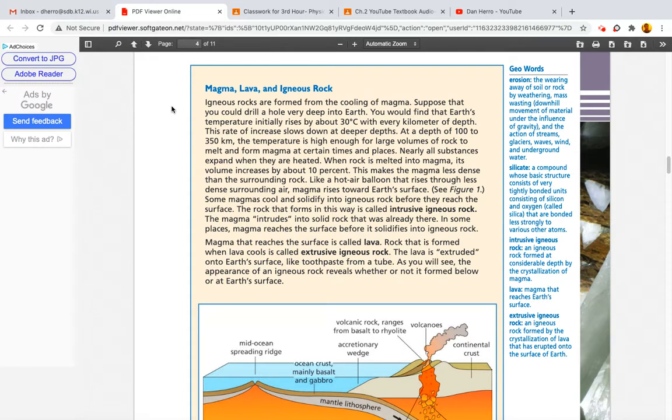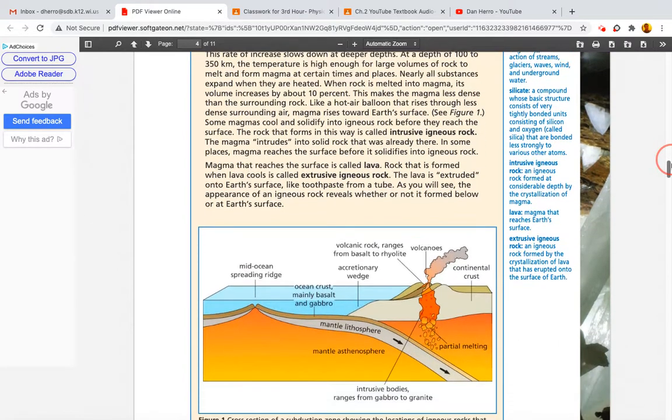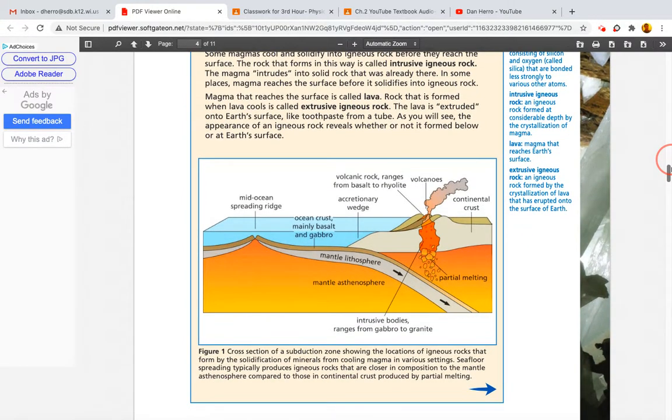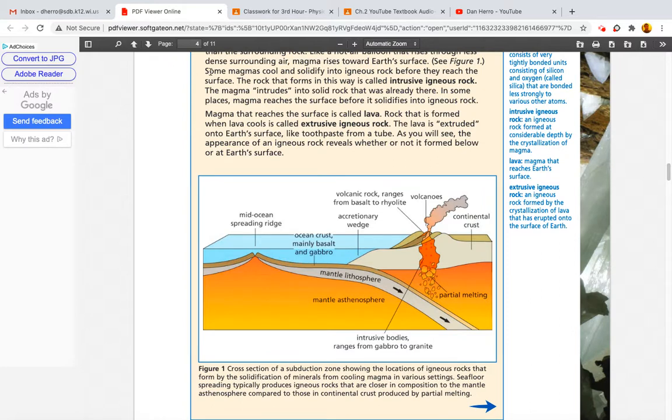Nearly all substances expand when they are heated. When rock is melted into magma, its volume increases by about 10%. This makes the magma less dense than the surrounding rock. Like a hot air balloon that rises through less dense surrounding air, magma rises towards Earth's surface. See Figure 1. I'm going to scroll down to Figure 1 so that as I'm talking about this, you can refer to it. All right, there we go.